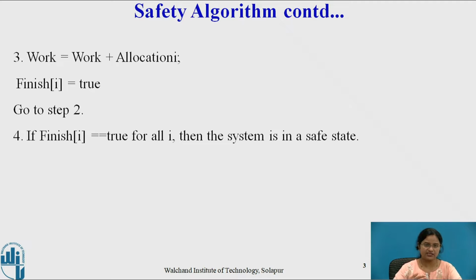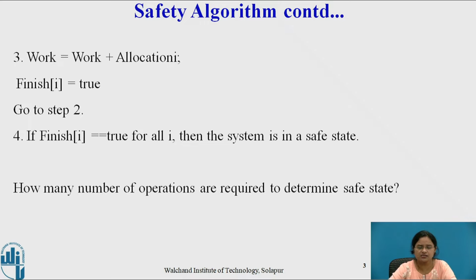And if we pass through all the processes in the system, then we can say that the system is in a safe state. The system is in a safe state if at the end finish of i for all the processes is equal to true. So in the safety algorithm we are checking whether need is less than available. If it is, then we allocate the resources to that process, and then we modify the work vector.